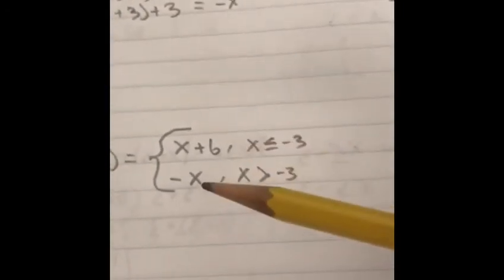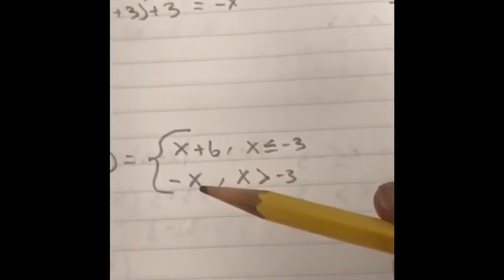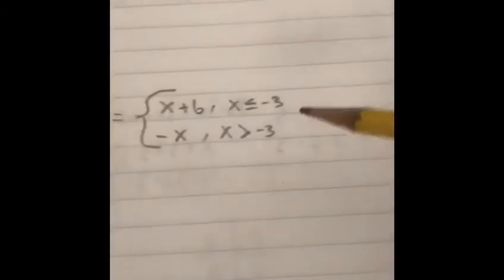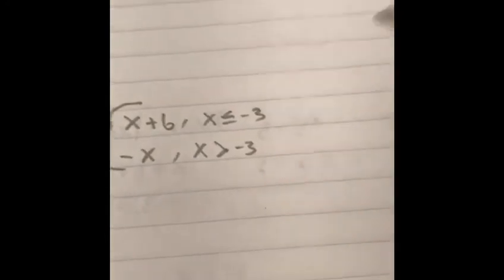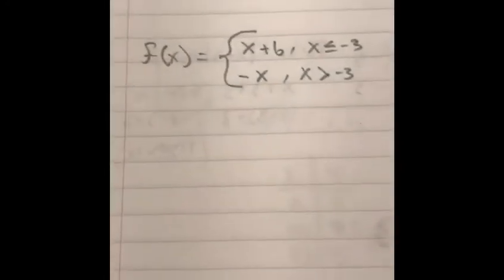And then our line with our negative slope, which is going to be this one, going to the right, is going from negative 3 to positive infinity, which means x should be greater than negative 3. It should be greater than negative 3. So that's how we found our piecewise function.